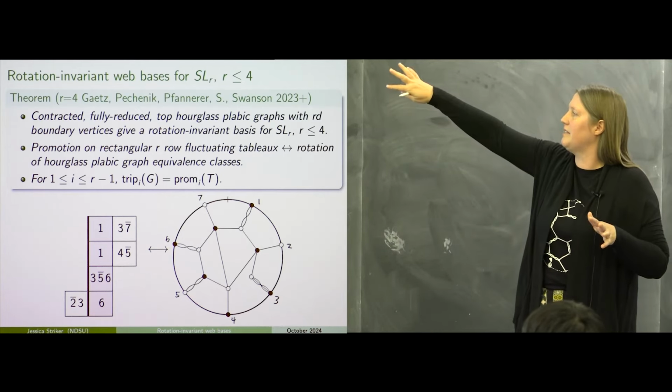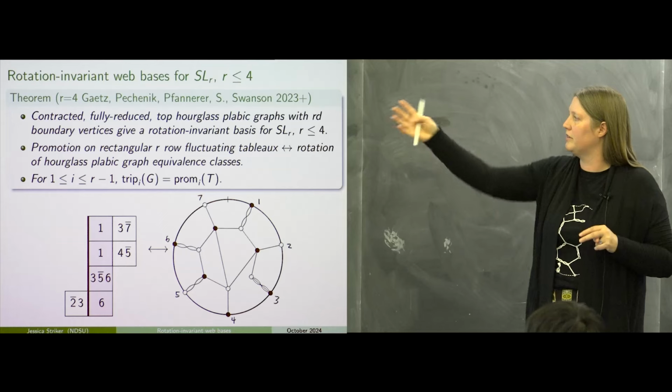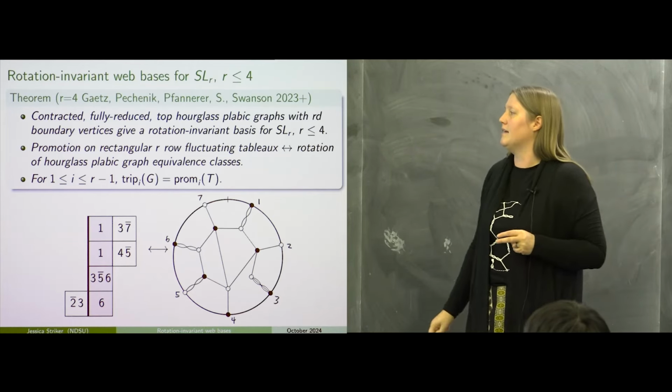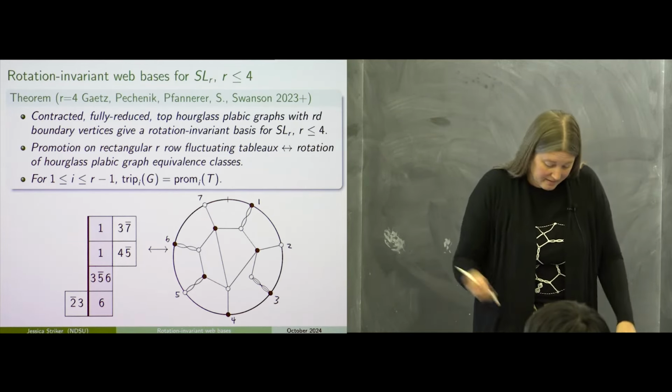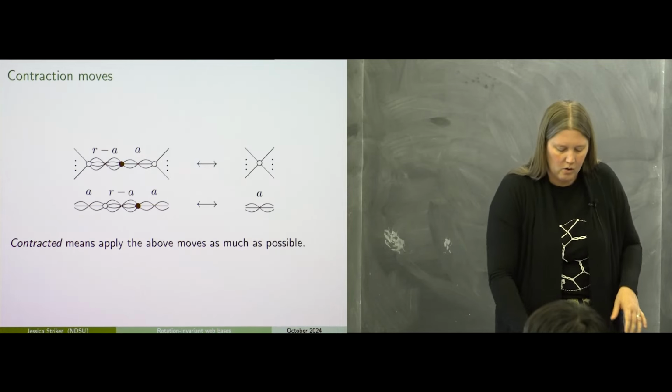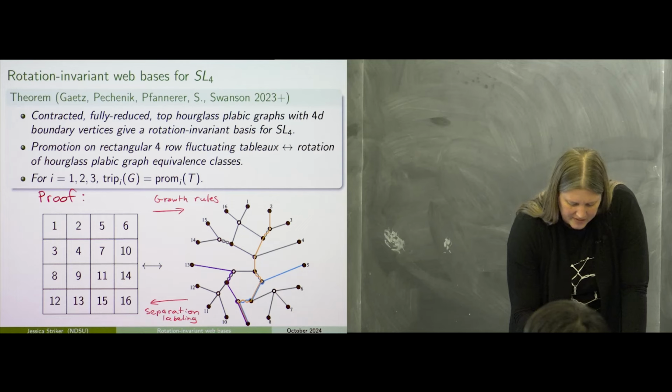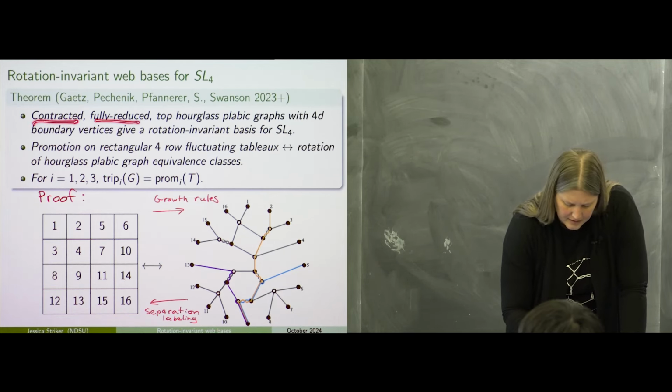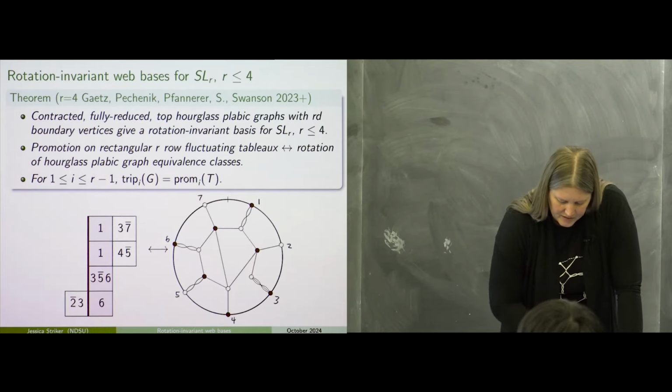And there's nothing new up above. This is just another picture. So the fluctuating tableau will correspond to this plabic graph, hourglass plabic graph, that I've already shown you. So, okay, now I'm going to tell you about some of these adjectives. How do we know which graphs to pick? So we want them to be contracted, fully reduced, and something called top.